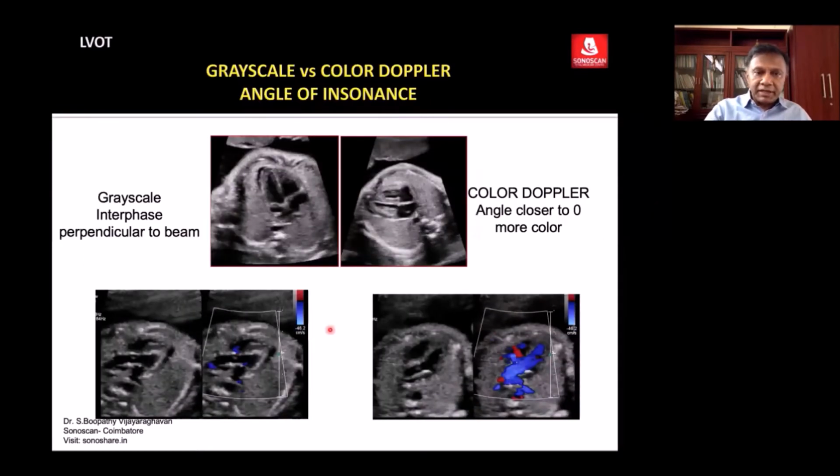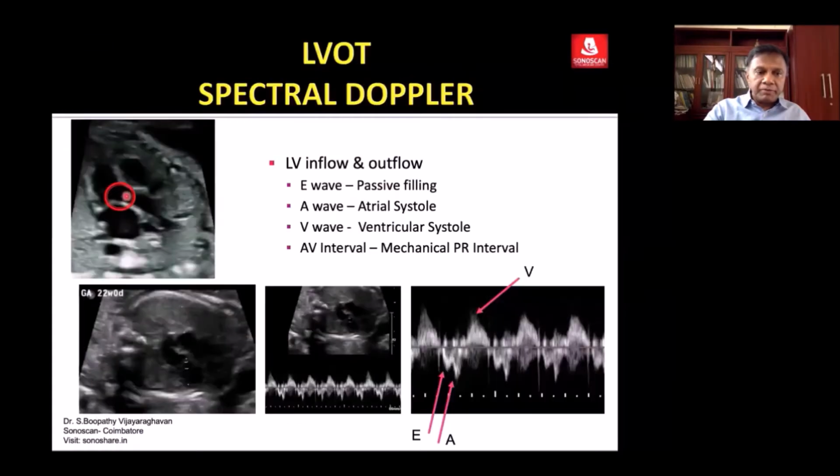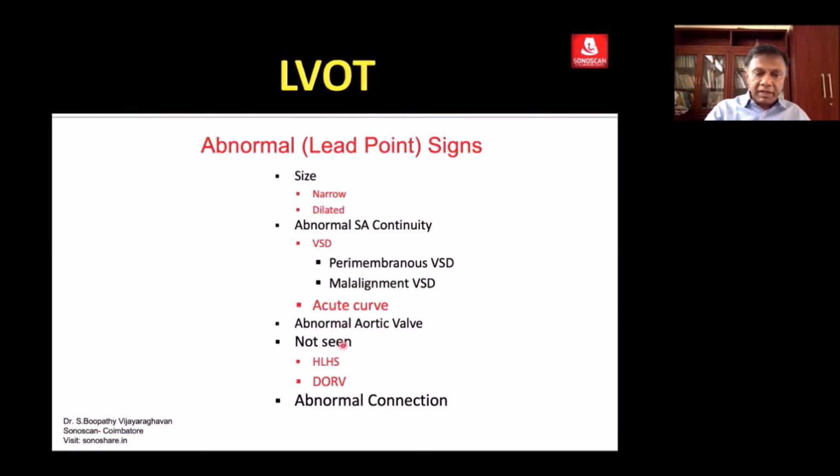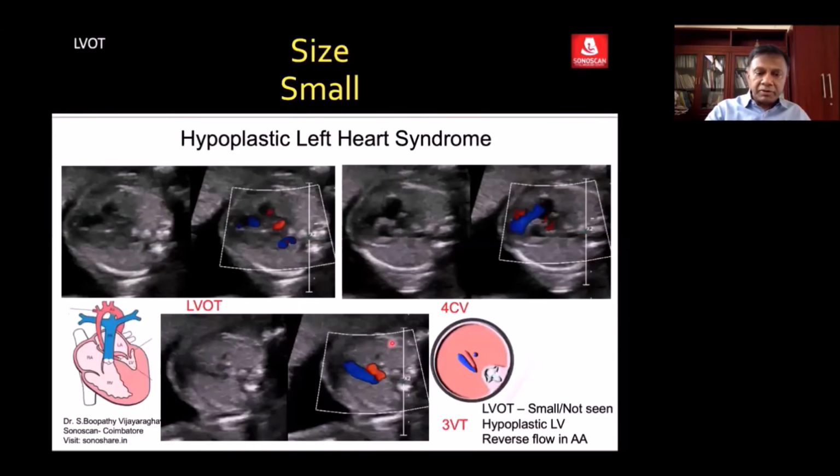Then we come to the angle of incidence application. Here you see the LVOT is at 90 degrees, so you don't get any flow, both LV inflow as well as outflow. So this is the tracing, placed at that junction, and we get both the LV inflow and the outflow. An abnormal aortic valve or LVOT may not be seen, and there may be an abnormal connection to the left ventricle. And when we go to the 3VT, you see reversal in the aortic arch. So the final diagnosis is hypoplastic left heart syndrome.